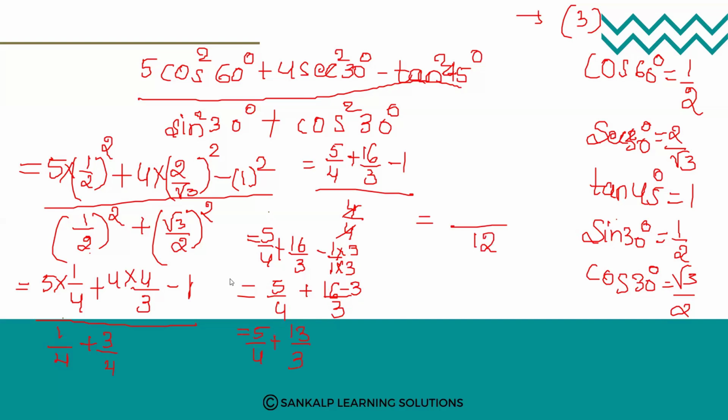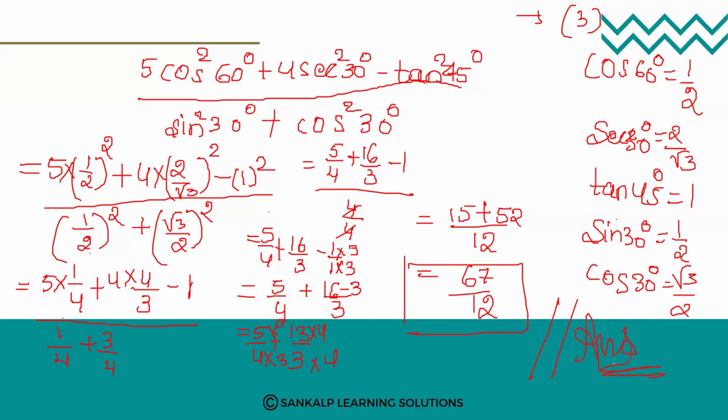12. So 4 3s are 12, 3 4s are 12, into 3 into 4. 5 3s are 15, plus 13 into 4. 13 into 4, 13 4s are 52, divided by 12. So 15 plus 52, how much is it? It is 67 divided by 12. Therefore, our answer is 67 divided by 12. This is our final answer.